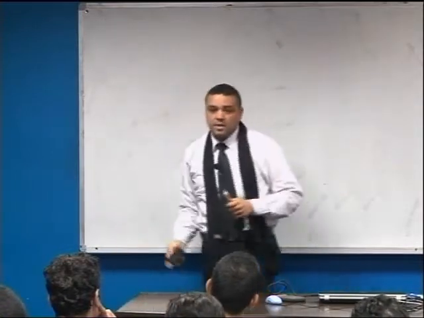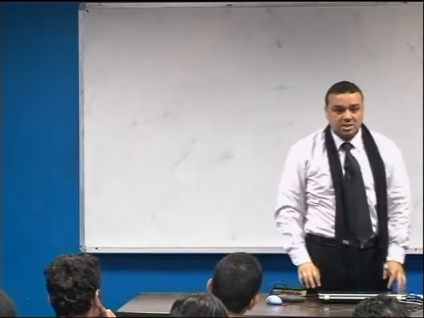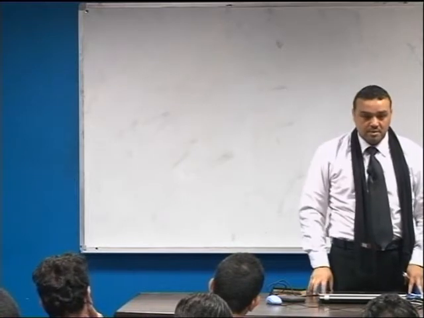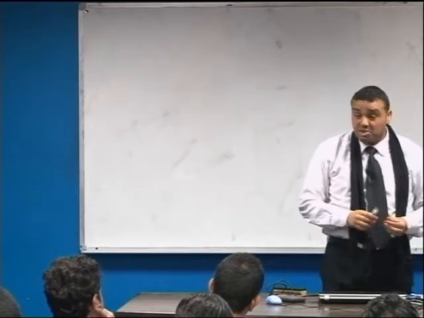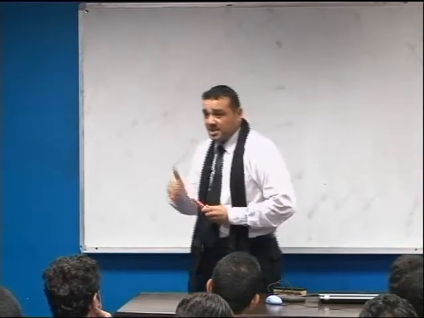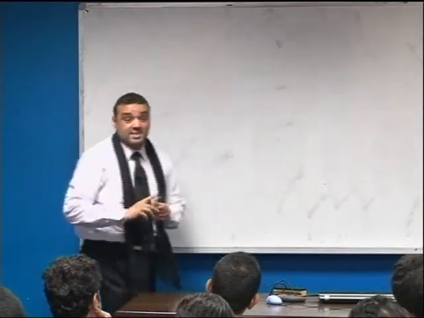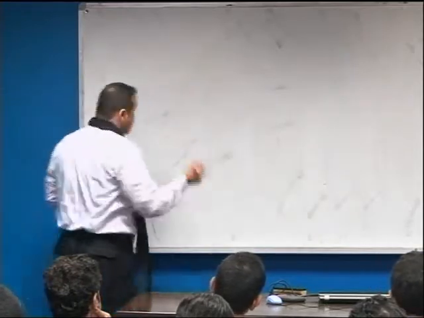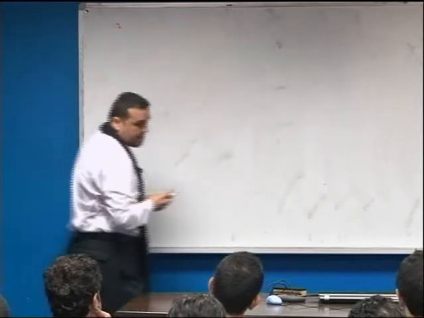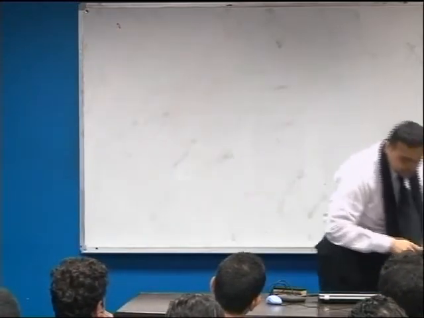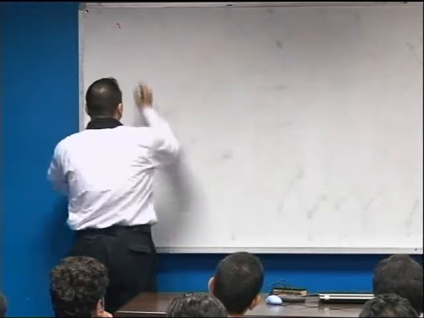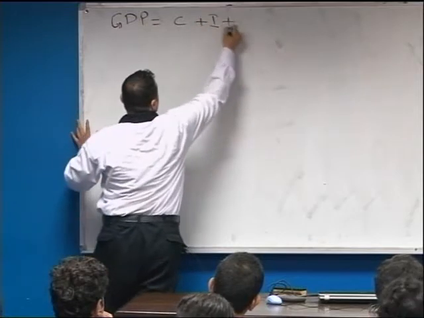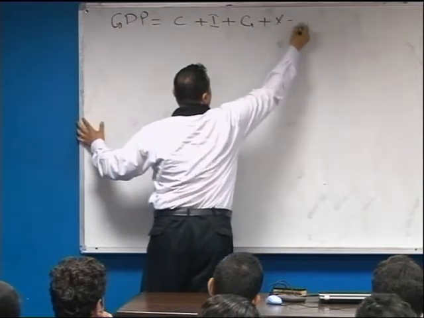Okay, before using an expansionary fiscal policy, let's come back to the structure of the GDP using the expenditure approach. GDP equals what? C plus I plus G plus X minus M, right? So GDP, the gross domestic product, equals C plus I plus G plus X minus M.